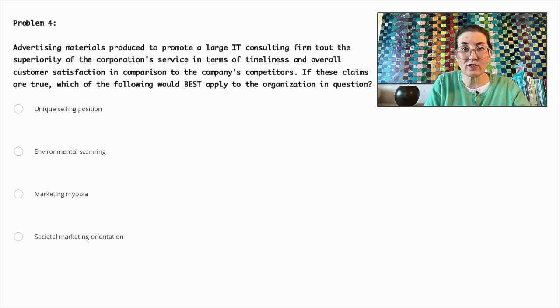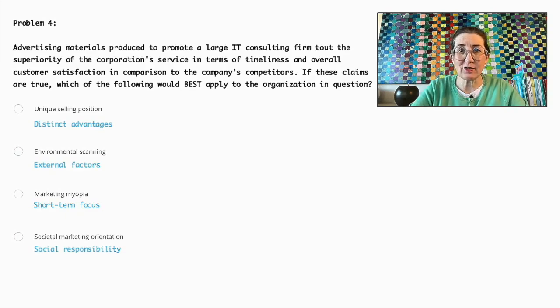Environmental scanning involves analyzing external factors affecting the business, but doesn't apply here. Marketing myopia refers to focusing only on short-term goals rather than long-term needs, which is not the case in this scenario. Societal marketing orientation emphasizes social responsibility along with profitability, which isn't the focus here either.